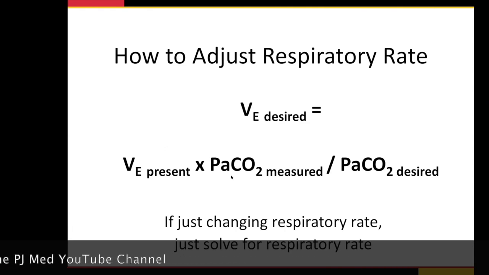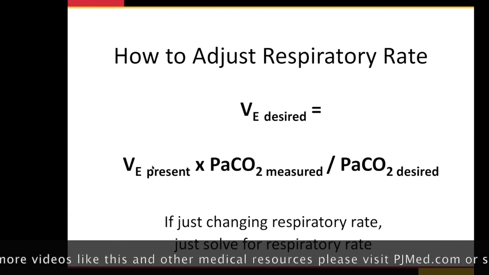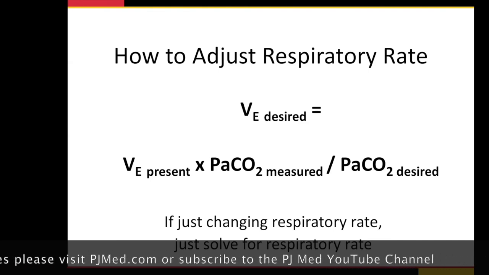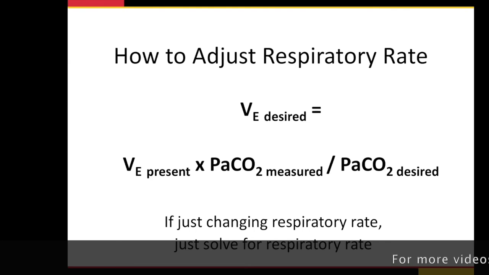And this is a formula you can copy down to do that. So if you've got an iStat, if you've got an arterial blood gas, what you can do is a quick calculation, and it'll solve for respiratory rate. That's how it works. So just another tool to have at your disposal. This is where, if you're on a long transport, or again, if you guys are trying to make adjustments on this, hopefully you'll be doing that.